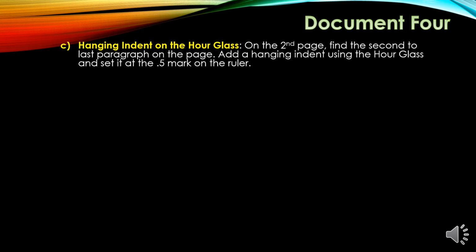Hanging indent on the hourglass. On the second page, find the second to last paragraph. Add a hanging indent using the hourglass and set it at the 0.5 mark on the ruler.